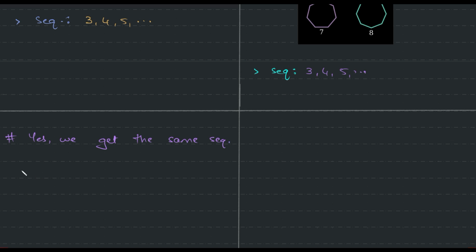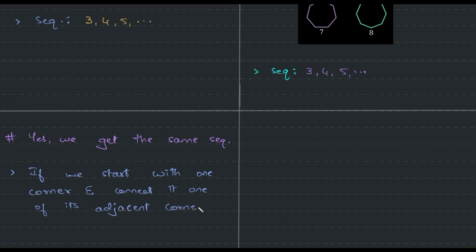But why does it happen? Well, I want to put it in many ways, but I thought about it, and I think I'll put it in the simplest way I can. We can put it in many complicated ways, but let's put it in simple words. If we start with one corner, I'll explain this with a figure as well, and connect to one of its adjacent corners. Adjacent means neighboring. The neighbor corner.